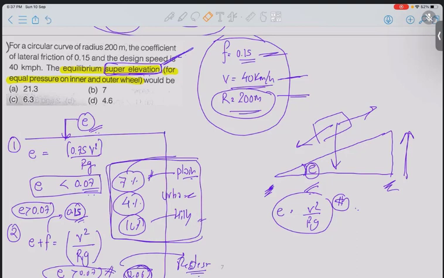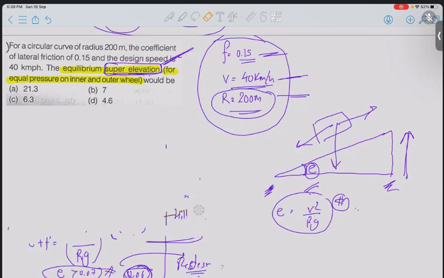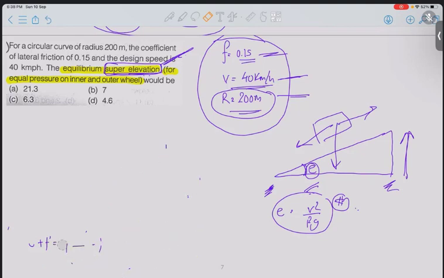Now when they are asking for the equilibrium super elevation with equal pressure on the inside and the outside, the whole thing changes. The question becomes much simpler. In this case, you just have to use this formula that we have written on the right side, and give the answer. So when we say it is equilibrium super elevation with equal pressure on both the tires, then we have to ignore our lateral friction, and simply use our full design speed and calculate our E.